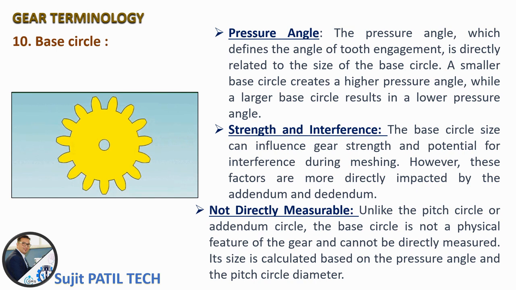Not directly measurable. Unlike the pitch circle or addendum circle, the base circle is not a physical feature of the gear and cannot be directly measured. Its size is calculated based on the pressure angle and the pitch circle diameter.